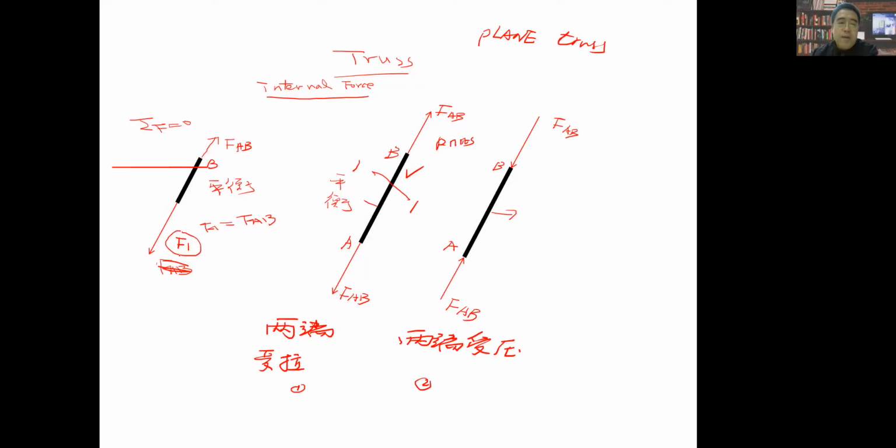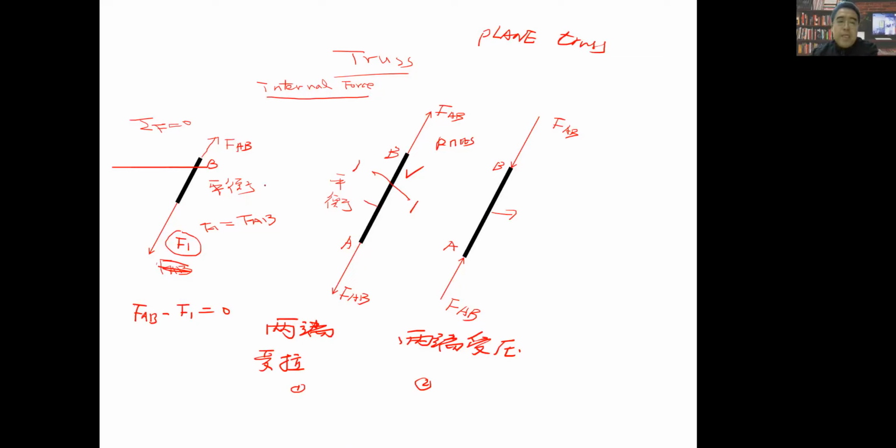So from the equilibrium condition, we can very easily know that F_AB minus F1 should equal zero, because this little part also should be in a state of equilibrium, right? So we can say the internal force equals F_AB, right? So it tells us how to do the calculation.